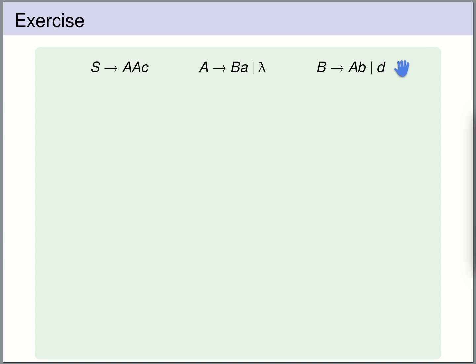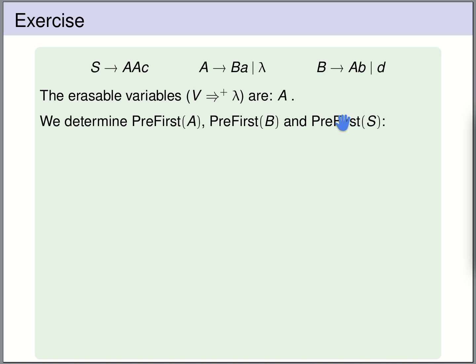Let's have a look at an example. We determine the first sets for this grammar. We begin with determining the erasable variables. Clearly A is erasable, S is not erasable, and B is not erasable. So only A is erasable in this case. Next, we determine the pre-first sets.